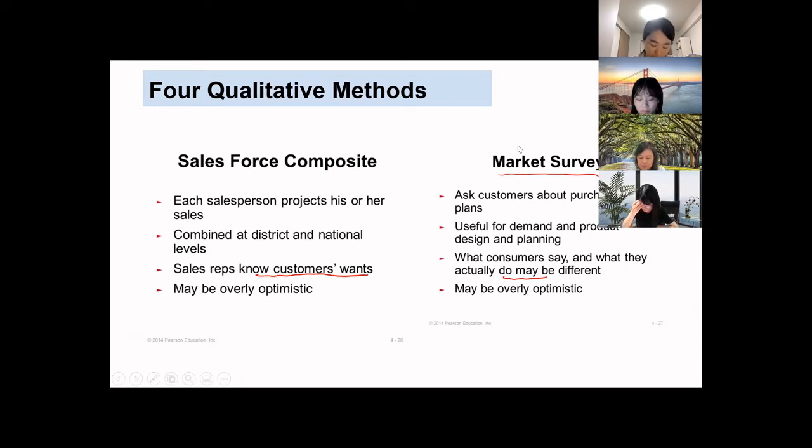Okay, right. Any questions? These 4 qualitative methods are used to actually predict demand. Any questions? Okay, if no questions, then we'll move on to the quantitative methods.